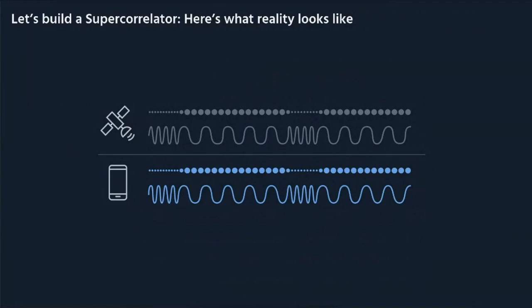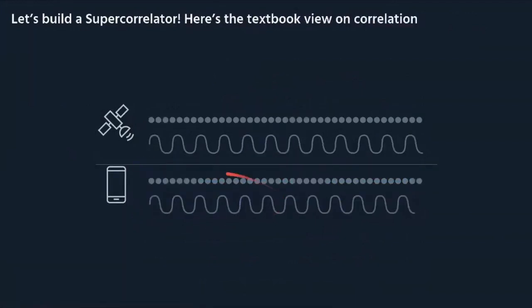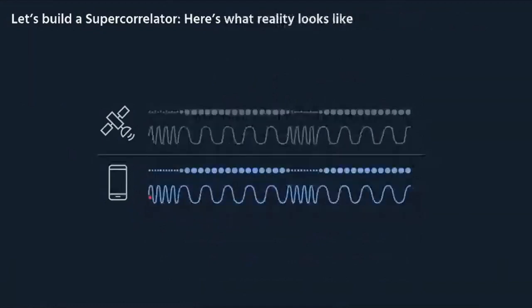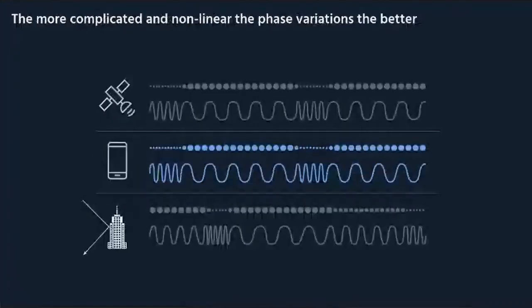And so immediately we have this interesting situation where the correlators we use at the moment inside the GPS receivers are very simple. We've been using the same approach for decades. In reality, the signal is much more complicated, but we get by with a very simple textbook correlation. The interesting thing, however, is that these very subtle differences in frequencies and phases change if the signal bounces off a building.